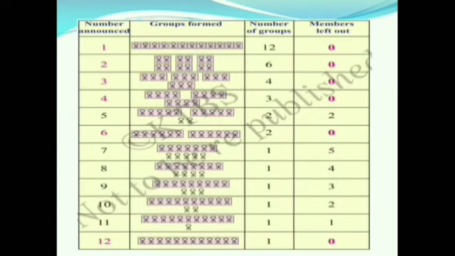Now number announced is 12. Number of groups formed is 1. Are there any children left out? No, there are no children left out. So the number of children left out is 0.